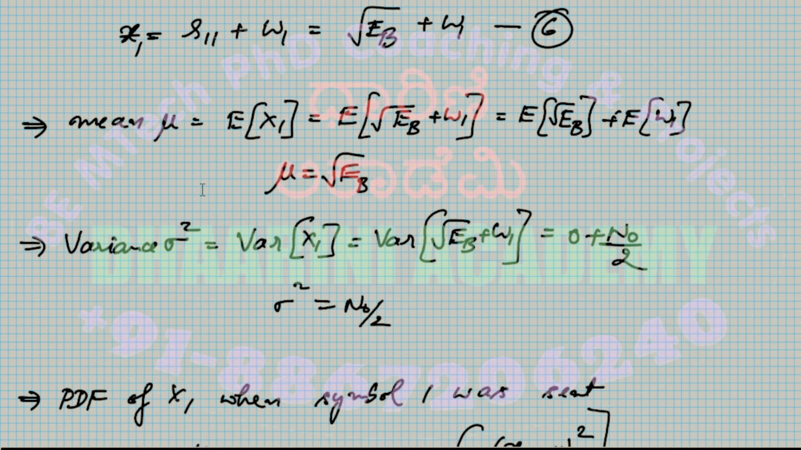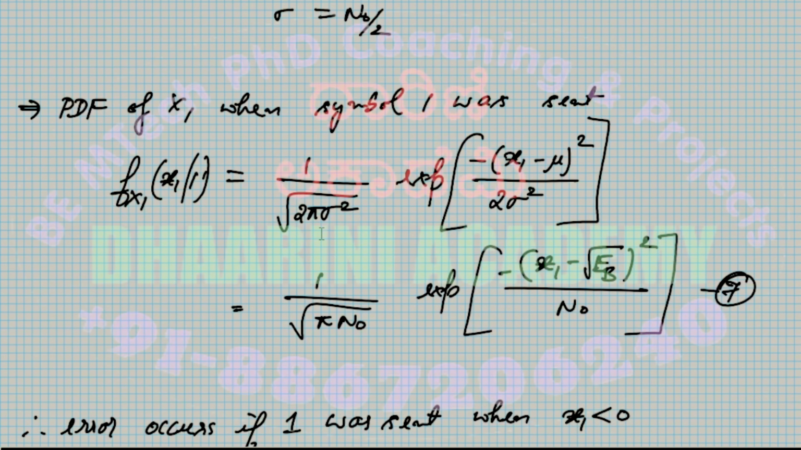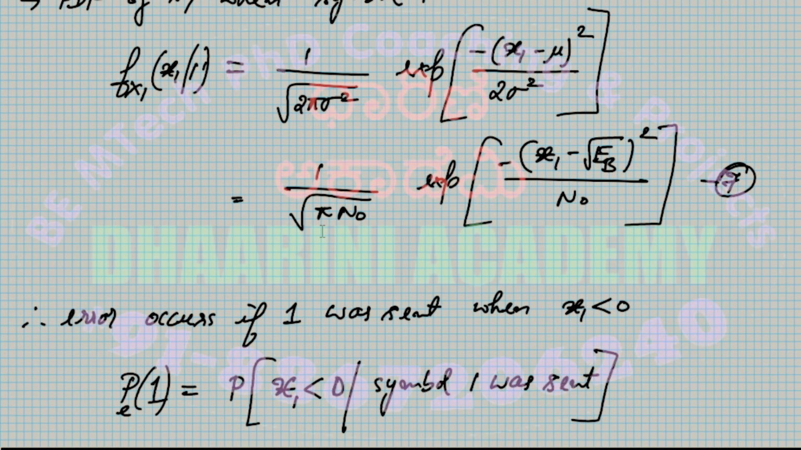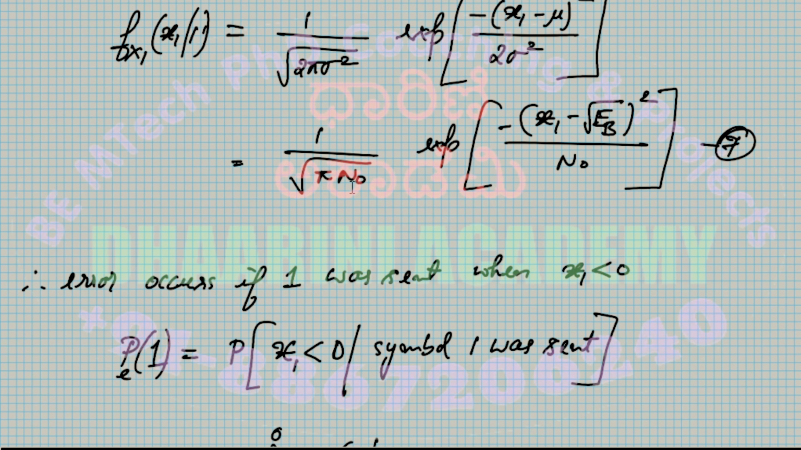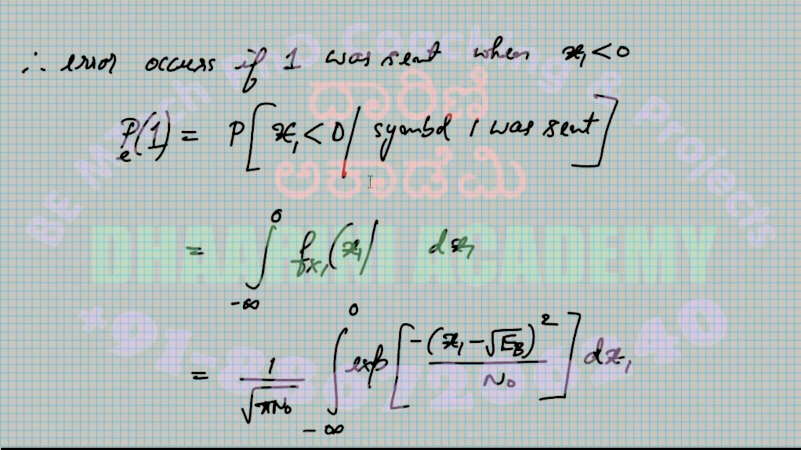As you have the mean and variance, directly calculate the PDF. Get the original equation of the Gaussian variable and substitute the mean and the variance according to that. So the mean is root Eb, the variance is N naught by 2. So the 2 cancels and you are left with pi N naught.